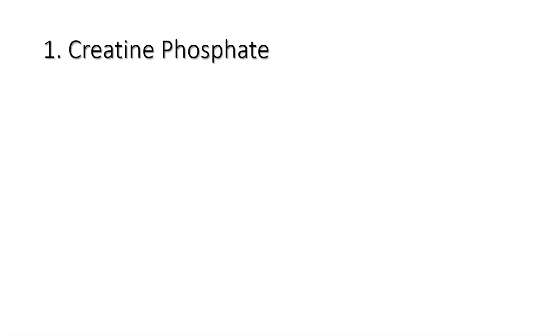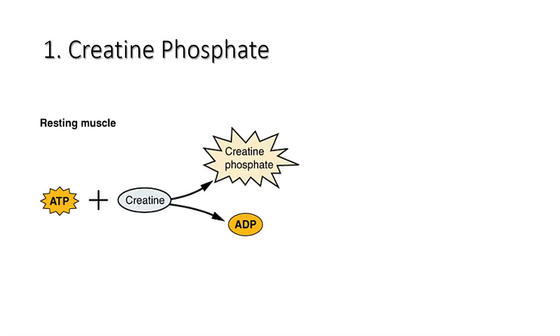Creatine phosphate is a molecule that can store energy in its phosphate bonds. In a resting muscle, excess ATP transfers its energy to creatine, producing adenosine diphosphate and creatine phosphate. This acts as an energy reserve that can be used to quickly create more ATP molecules.